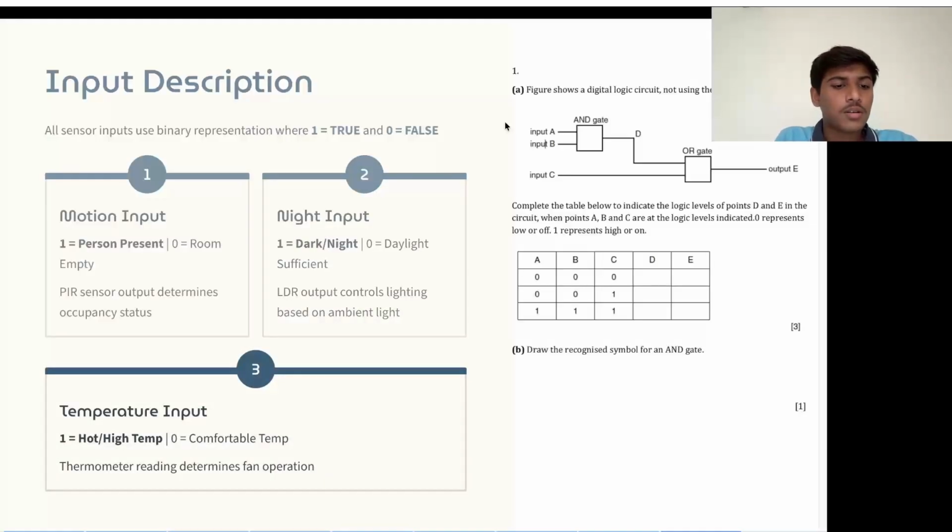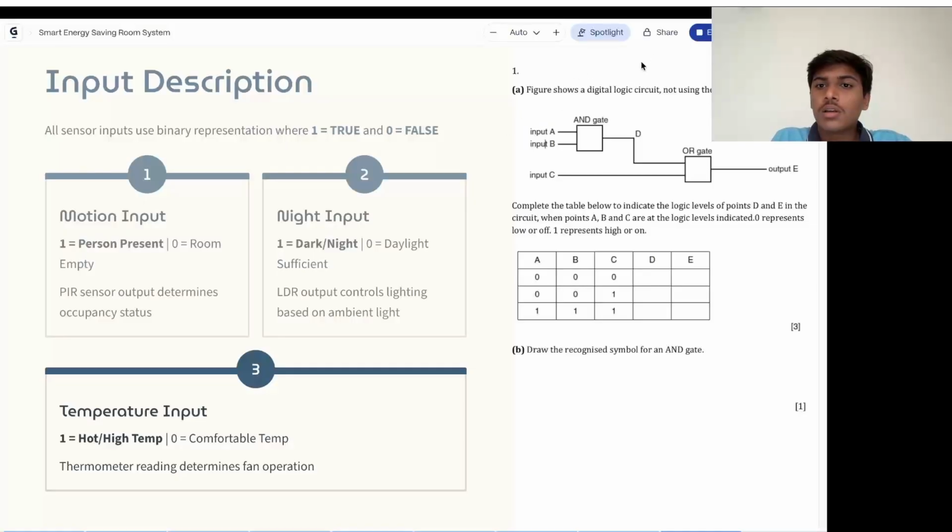Third, temperature input. The thermometer reading determines the fan operation. If the thermometer sensor gives output 1, it means it is hot or high temperature, above the given threshold value. Or if it gives output 0, that means it is a comfortable temperature for the system.